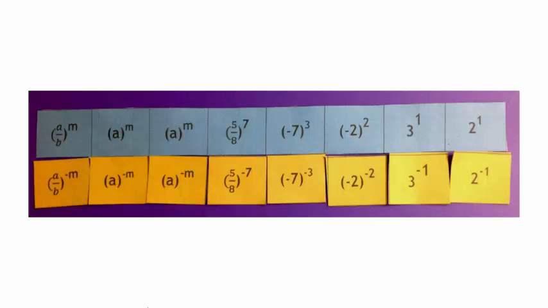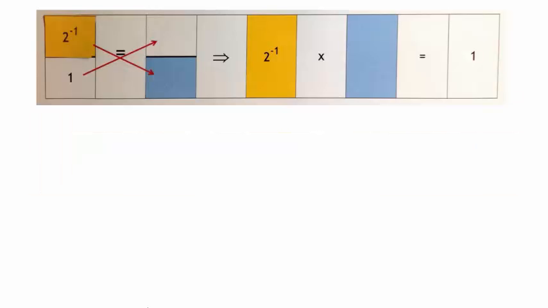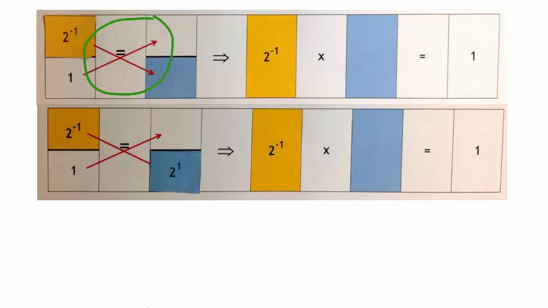Let us consider the following problem. How do we write 2 to the power minus 1 as a positive exponent? First, place 2 to the power minus 1 in the orange space provided on your lab observation sheet. Note carefully the cross sign. So, 2 to the power minus 1 flips over and is written as 2 to the power 1 in the blue space provided. So observe the cross sign, 1 goes to the numerator.